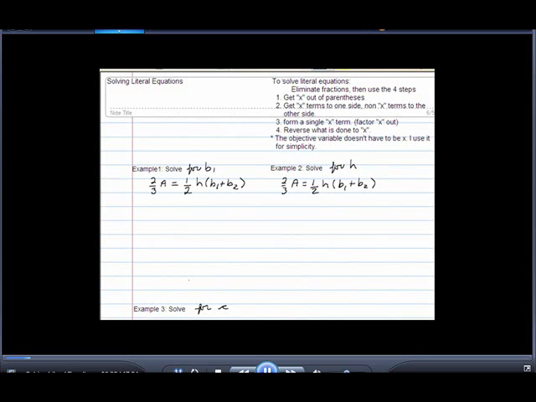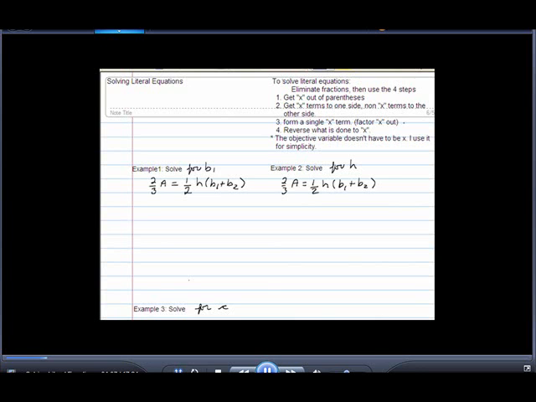Once we get the fractions eliminated, we want to follow the 4 steps. I've shown the 4 steps up here in the corner. Step 1, get x out of the parentheses. Now again, the thing that you're looking for doesn't have to be called x. I'm just using x as a generic variable here to save time. Step 2, get your x terms to one side and your non-x terms to the other side. Step 3, form a single x term by factoring x out. And step 4, reverse what is done to x.